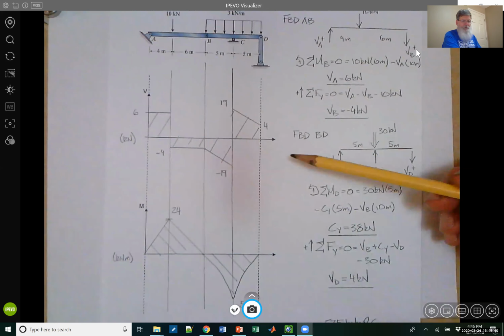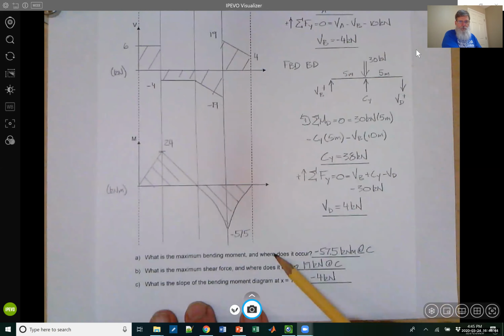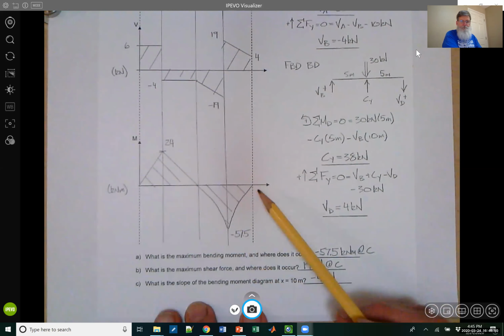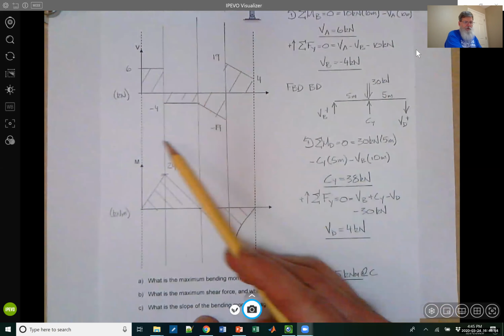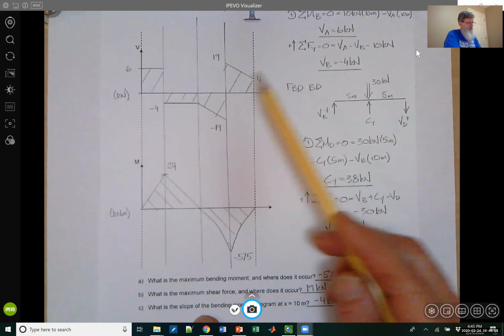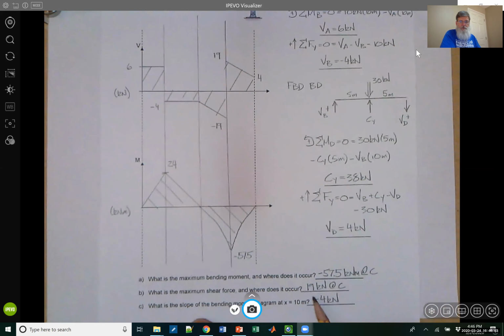So then answer the questions at the bottom. Maximum moment, where does it occur? Well, there's the maximum moment, 57.5 kilonewton meters at point C. What's the maximum shear force? I look at my shear diagram. It looks like it's really at C, either positive or negative, it's still 19.